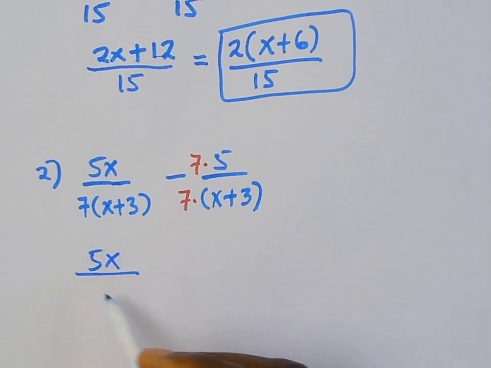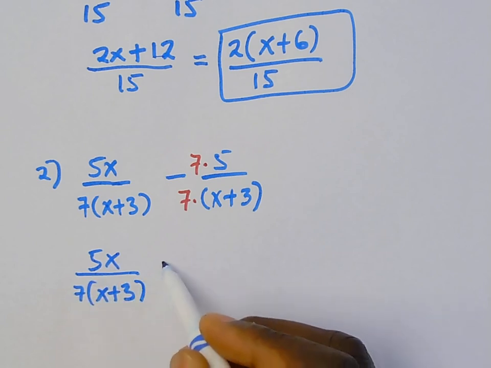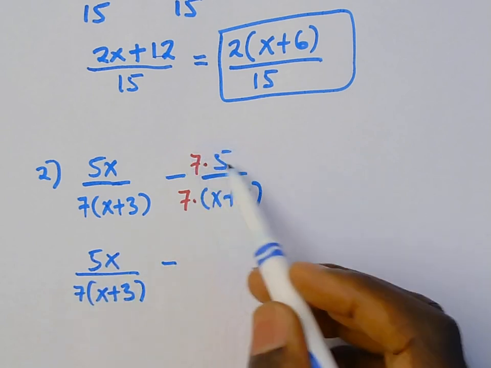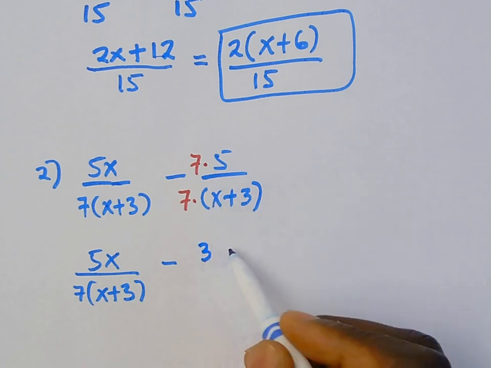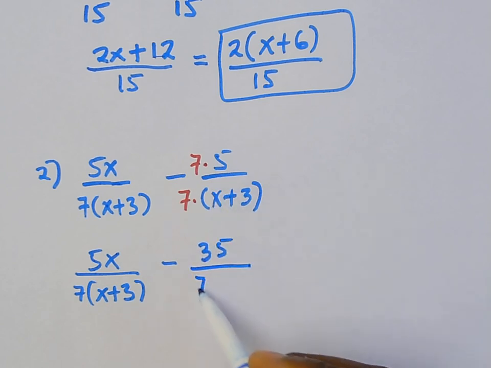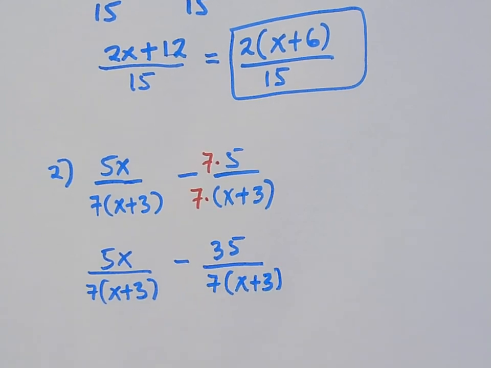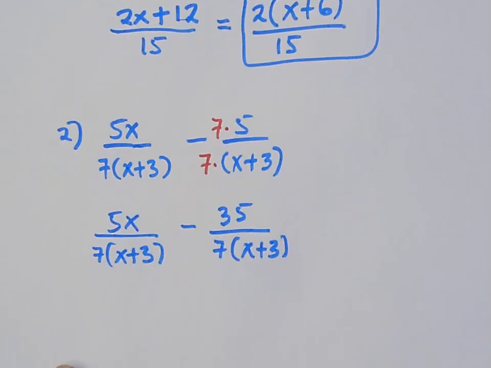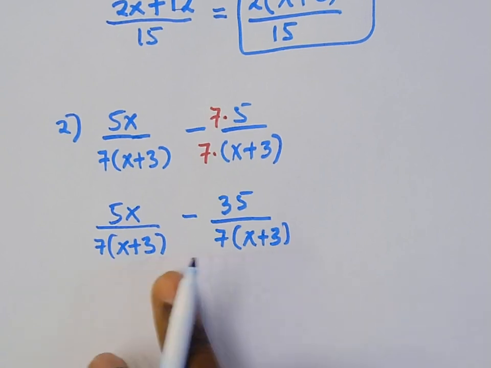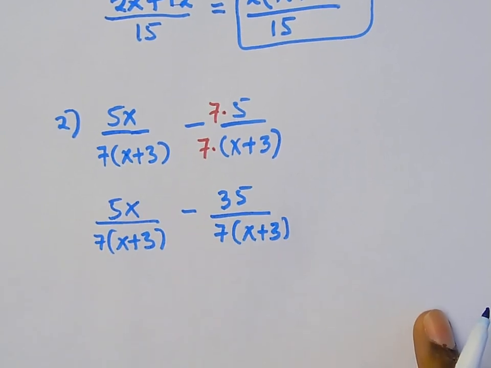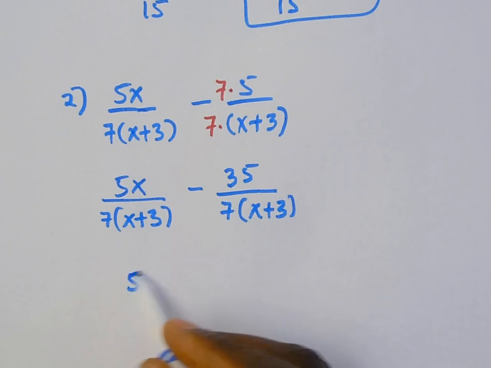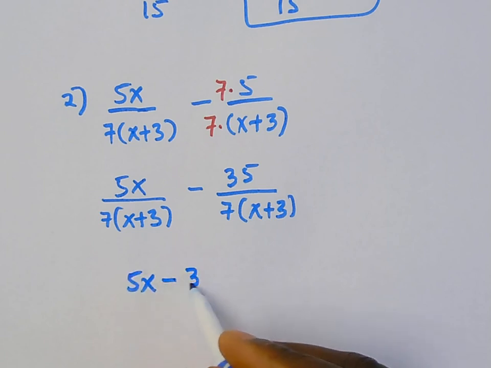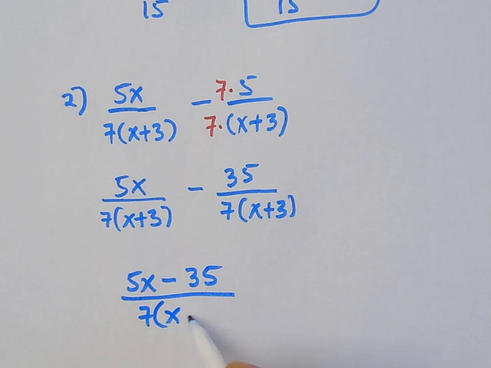5x divided by 7 times x plus 3, minus, now this numerator becomes what? 35, 7 times 5, times x plus 3. So from here it looks like what we learned in middle school, because I now have the same denominators, so I can easily subtract the numerators. It will now look like this: 5x minus 35 and a common denominator of 7 times x plus 3.